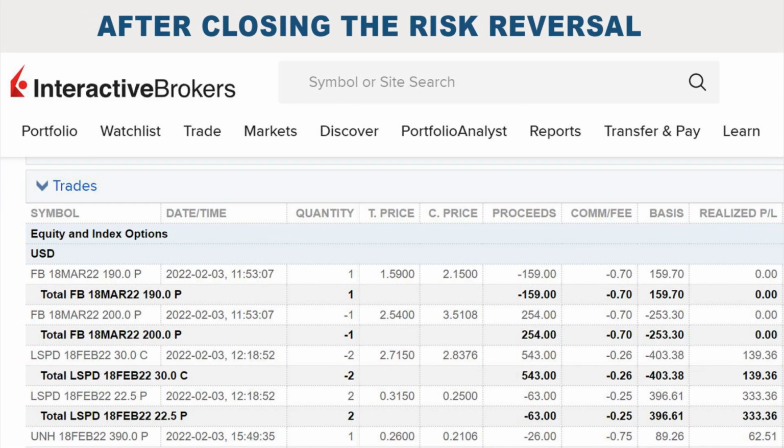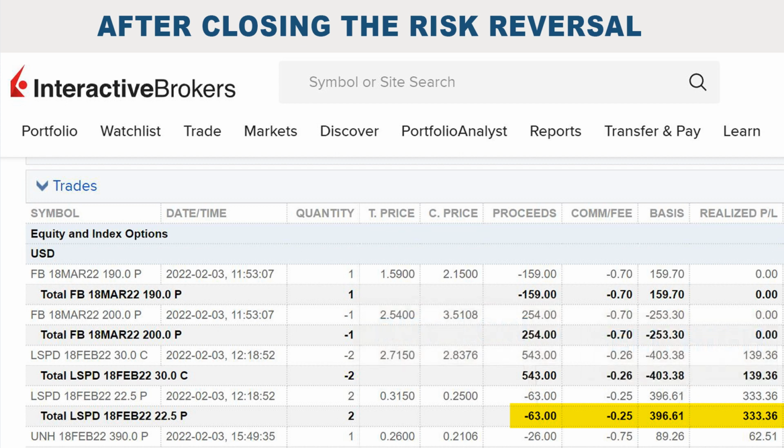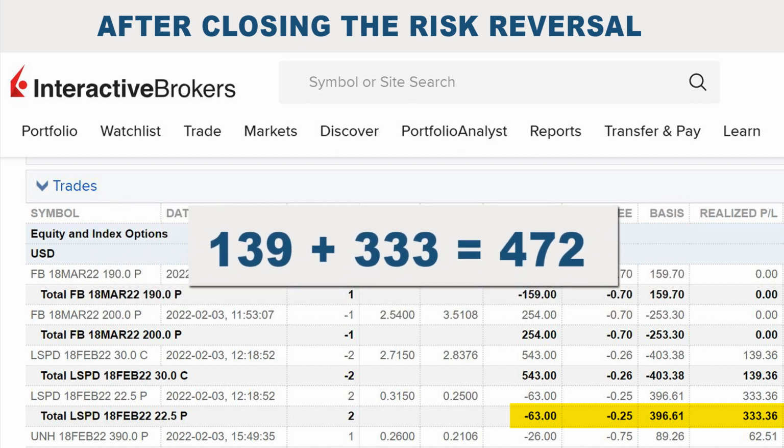I purchased the covered call for $403, sold it at $543, and made a $139 profit. For the put option, I sold it for $396 to open the position. That's why it's positive. And then I bought it back at 63 because I paid money to buy it. That's why it's negative. So it's still buy low and sell high, which means I made a $333 profit. So altogether, that's like $472 in realized profit.